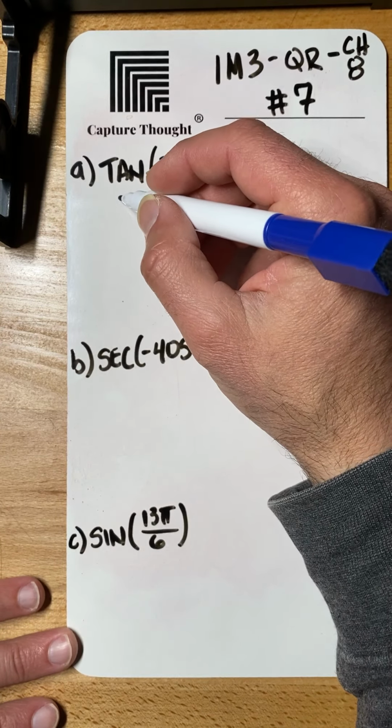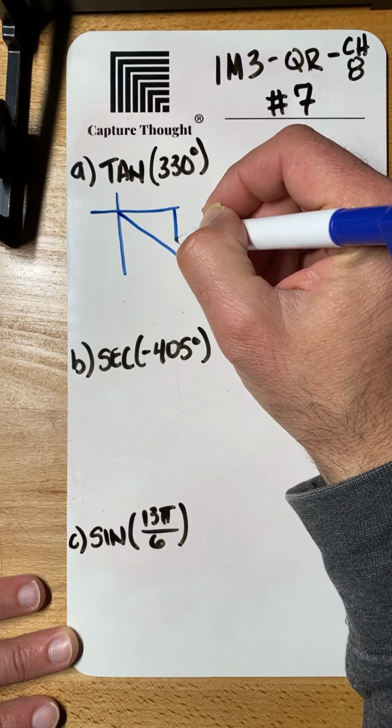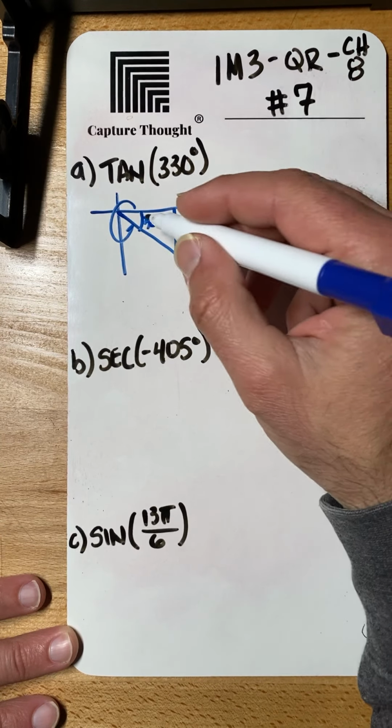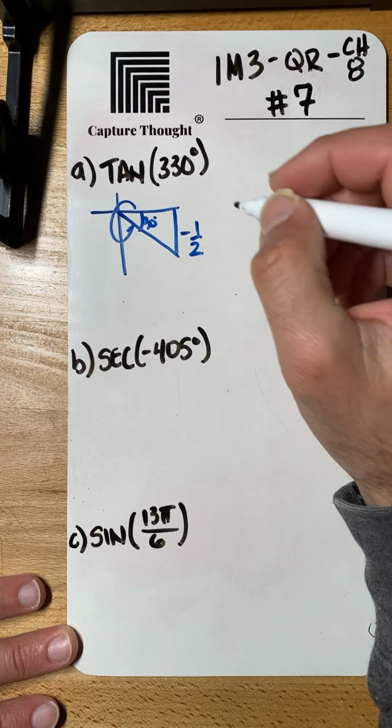So 330 degrees, the first thing I did was draw a sketch of 330 degrees, and that would put me in this quadrant here. That means that's a 30-degree angle. So across from 30 is going to be negative 1/2 because I'm in quadrant 4, and this is going to be rad 3/2.